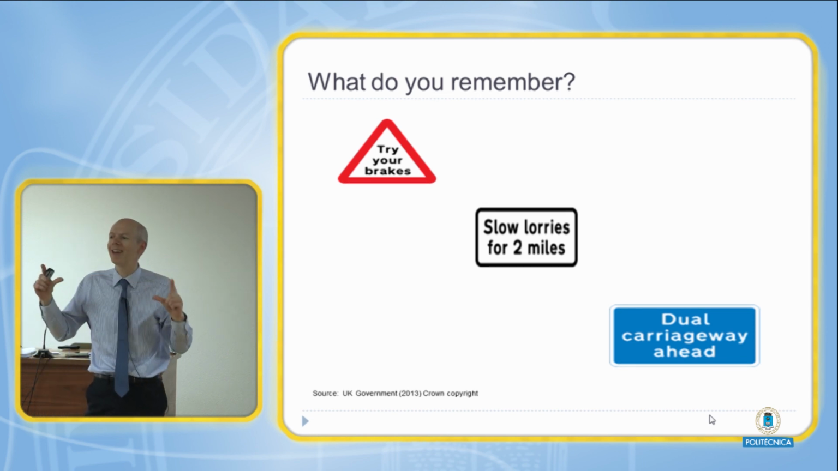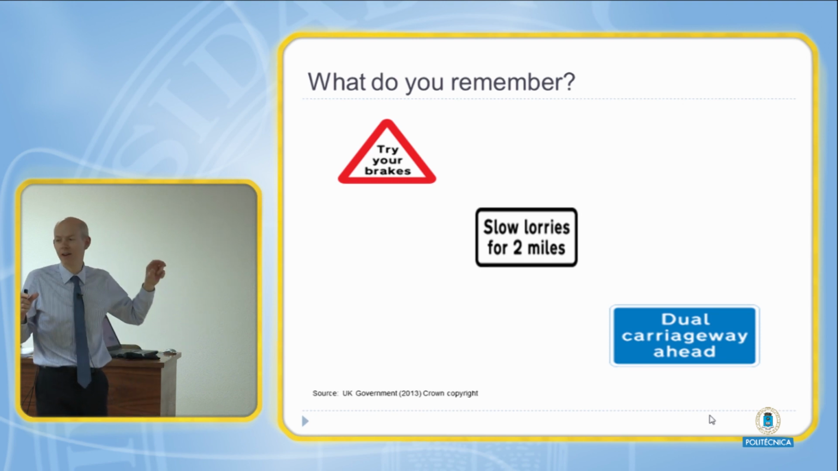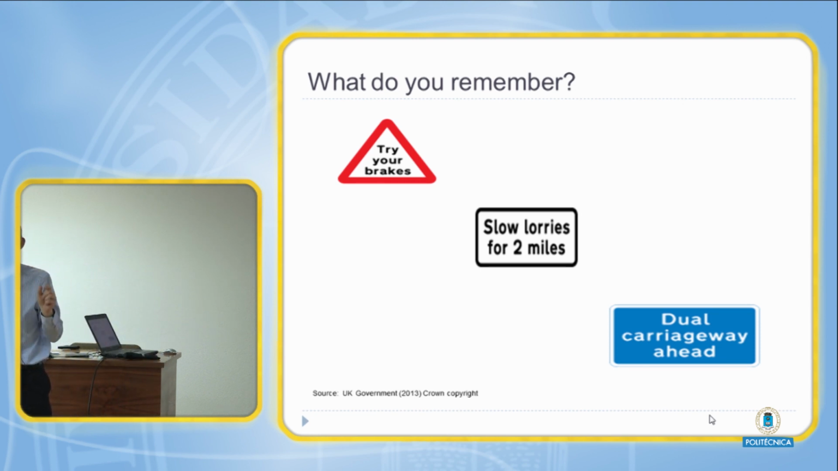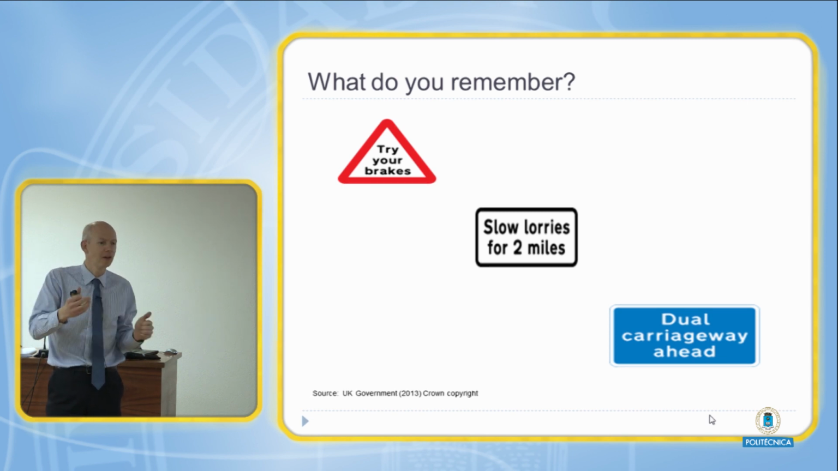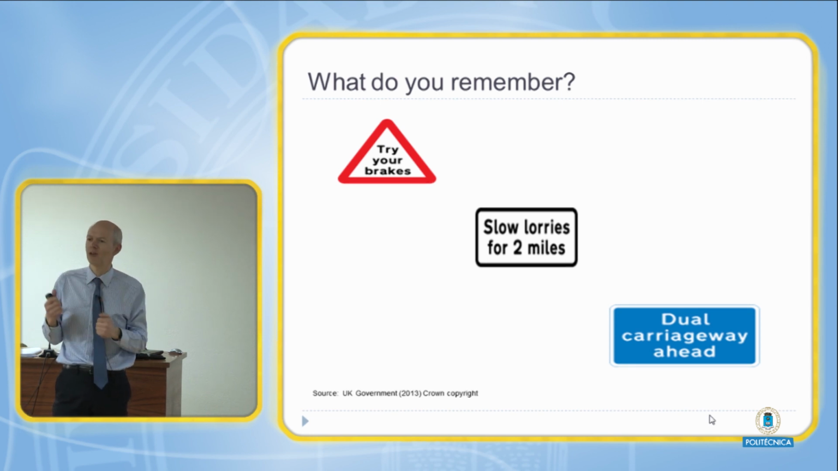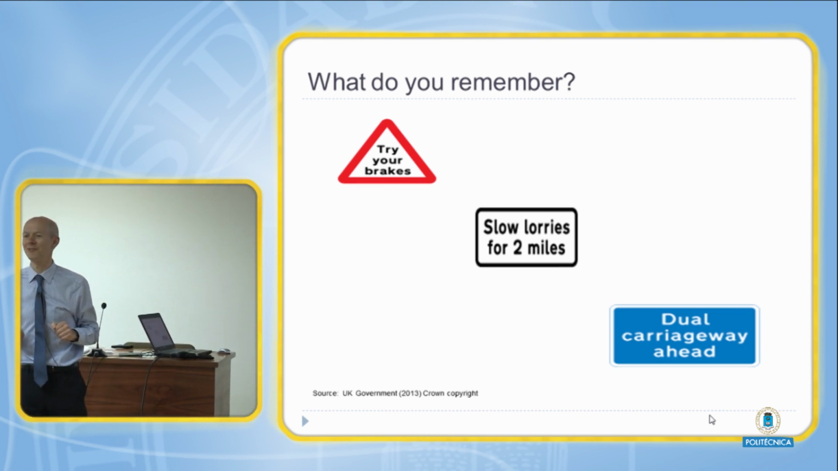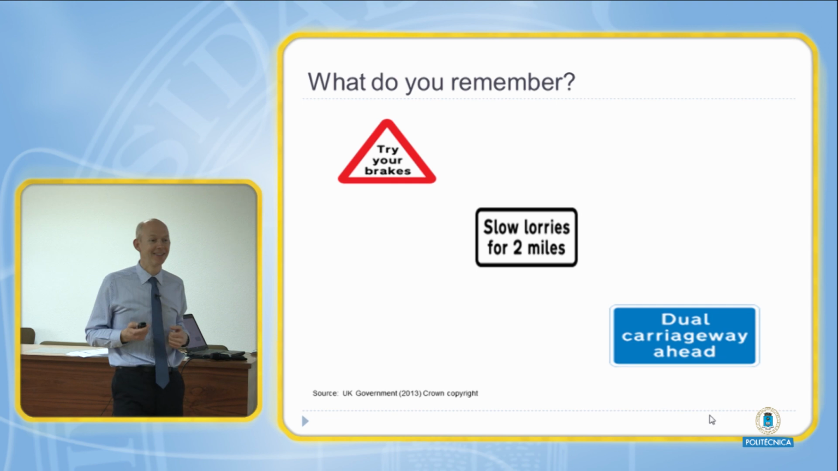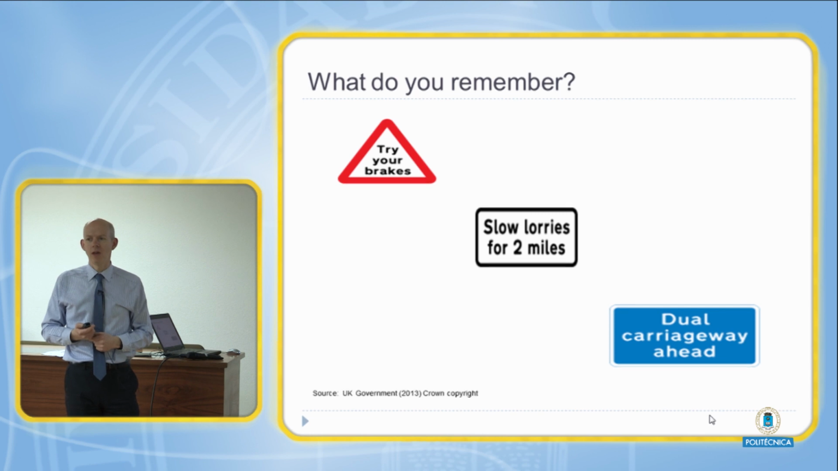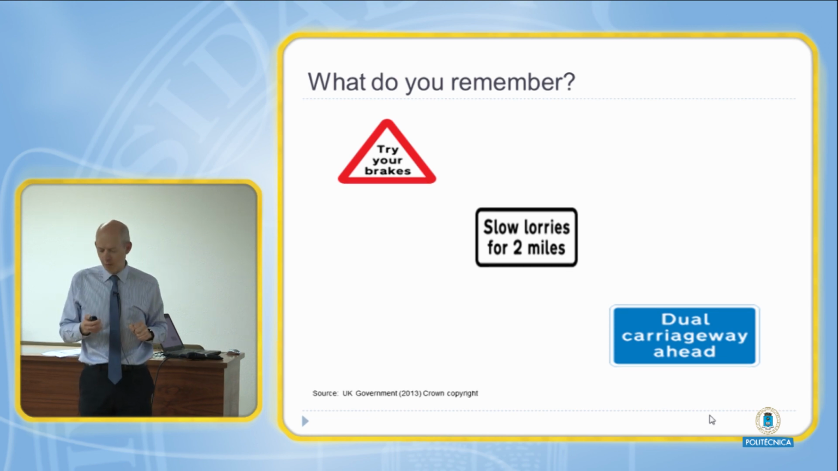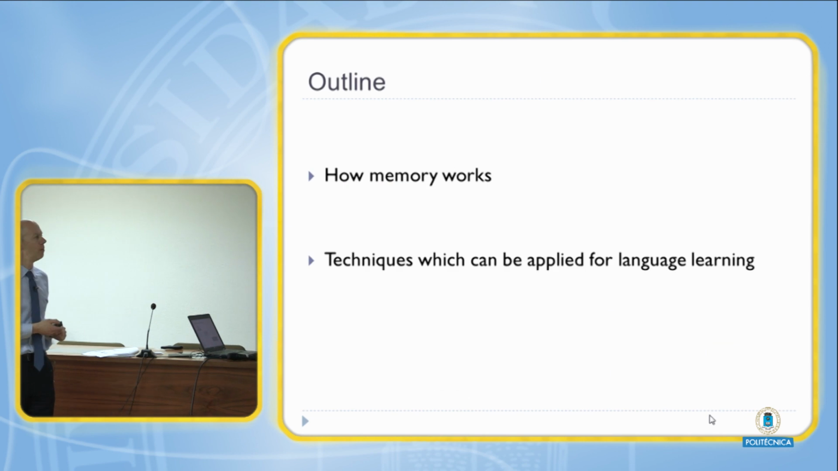Lorries tend to be rectangular. And that's why that sign, well, it's not the reason, but that sign is rectangular. So by putting that together, and if you imagined a lot of rectangular lorries in front of you for 2 miles, which is a long distance, you'd have to go slowly. So making those connections might help you to remember that particular sign. I don't have a good explanation for dual carriageway ahead, but hopefully. Okay, good. So, just a brief introduction there for you.